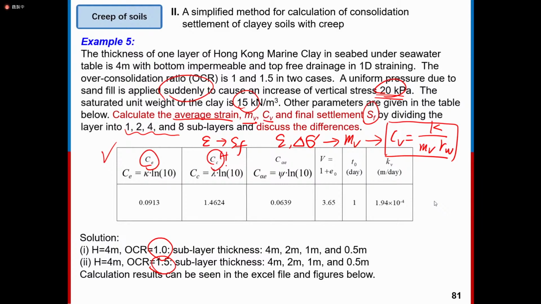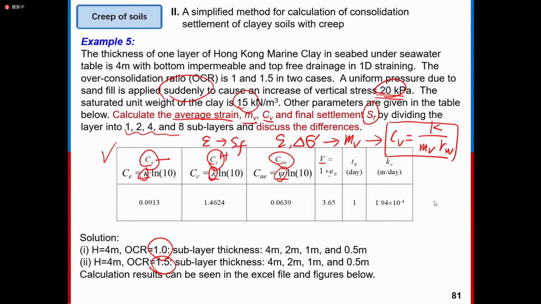And the CE, CC, C alpha E are all given here. Kappa, lambda, per psi, as I discussed with you, is another expression, another format or symbol, to represent the elastic compression index. This is the slope, right? This is related to the creep rate, C alpha E. So these three are just for your information. Another symbol, but we prefer to use the more commonly used symbols, CE, CC and C alpha E.